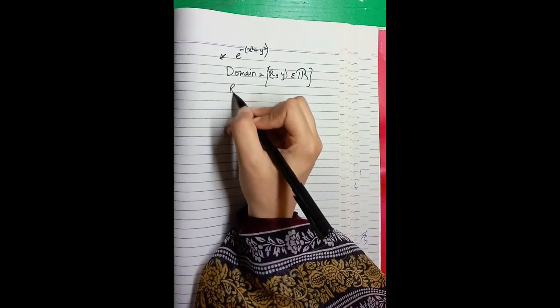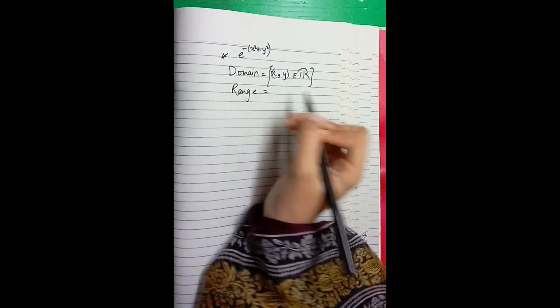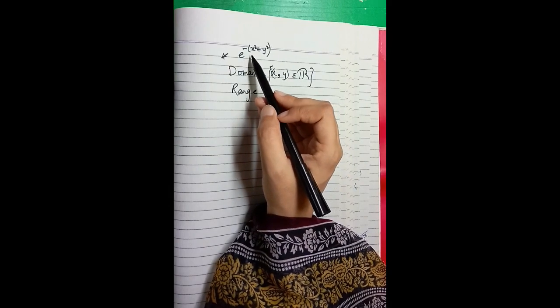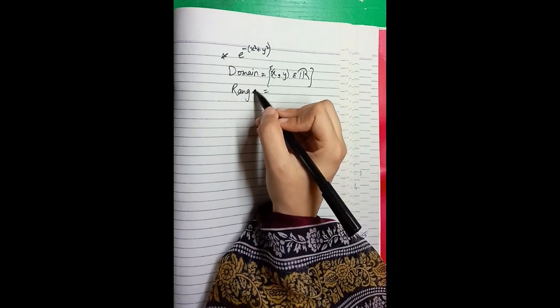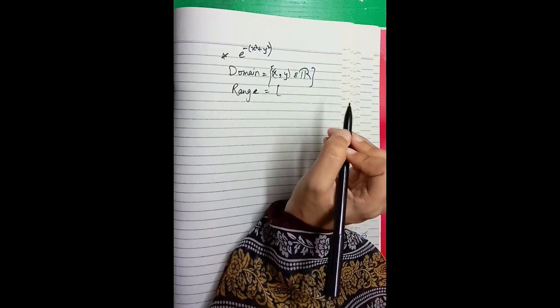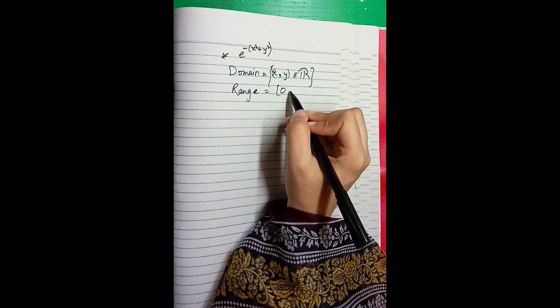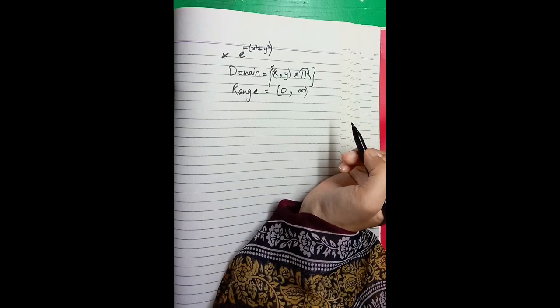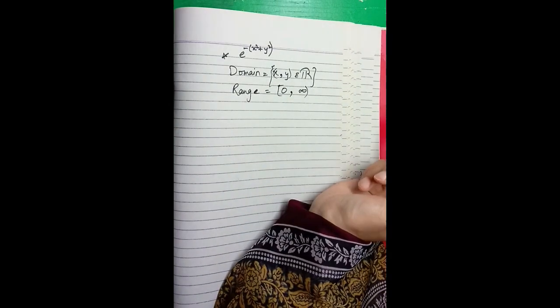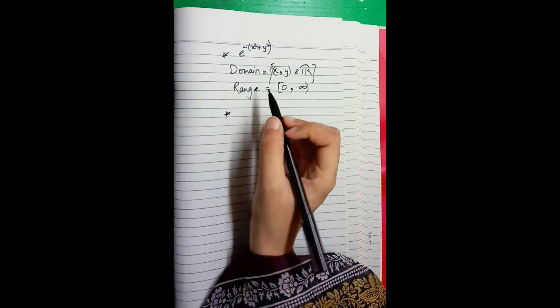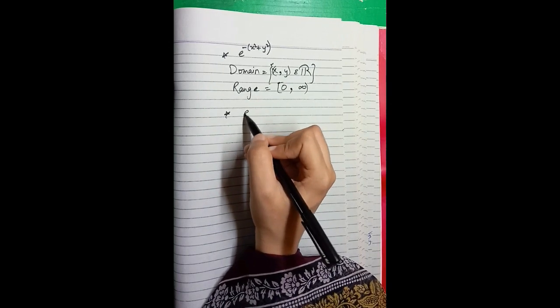For the range, if you put all the real numbers from negative infinity to positive infinity, you can see that in the range we will never get negative values. We will always have values from 0 to positive infinity. This is how the exponential works. We are taking one more example of exponentials, so that exponentials will be more clear.